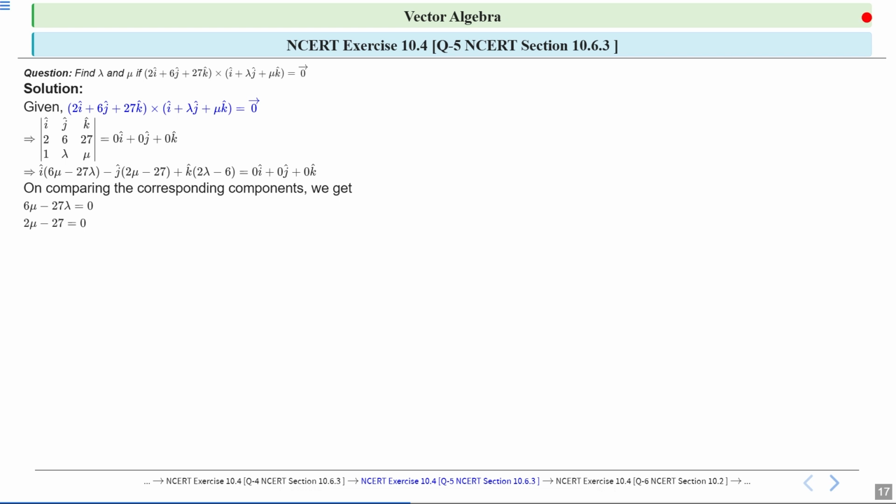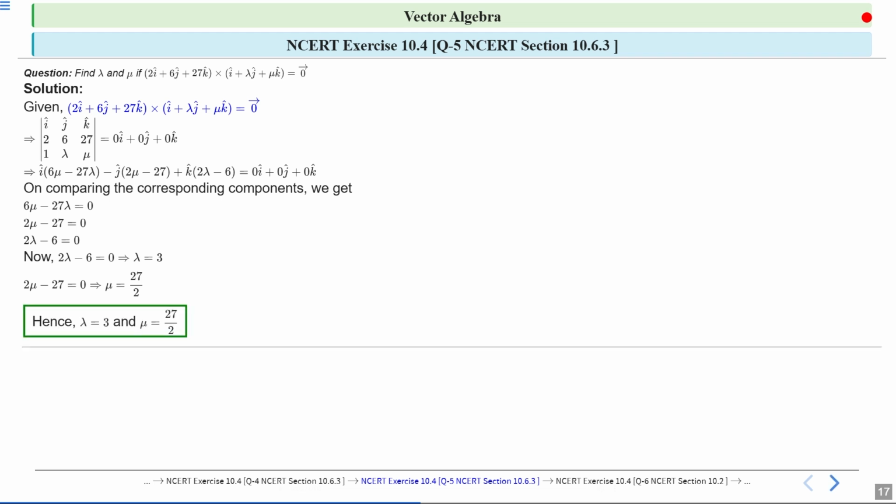So 2 mu minus 27 will be equal to 0, and 2 mu minus 6 will again be equal to 0. Clear? Now 2 lambda minus 6 equal to 0, so we will get lambda is equal to 3. 2 mu minus 27 equal to 0, so we will get mu is equal to 27 by 2.